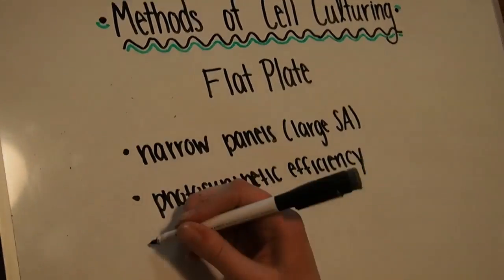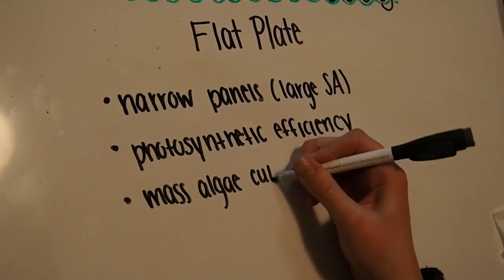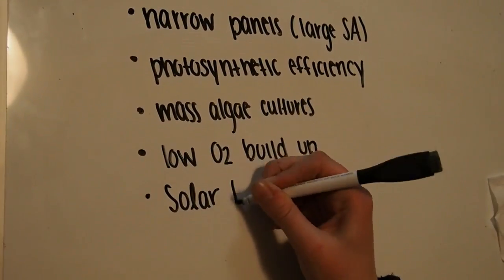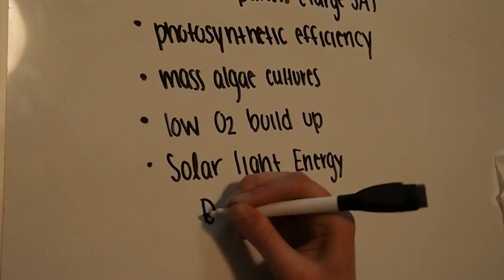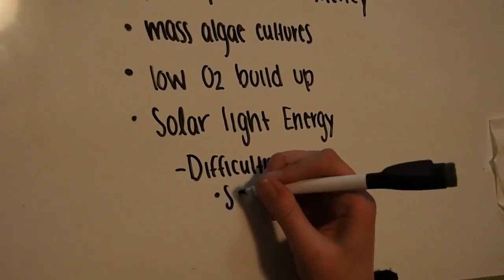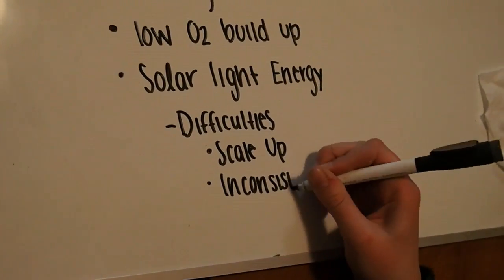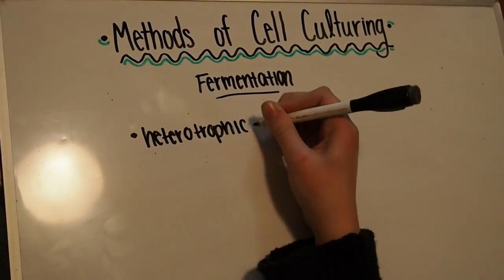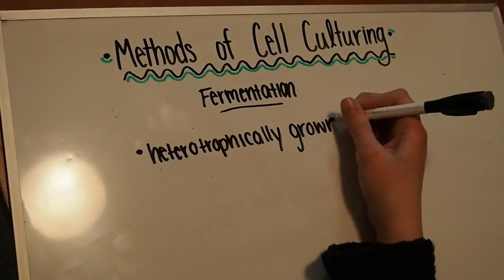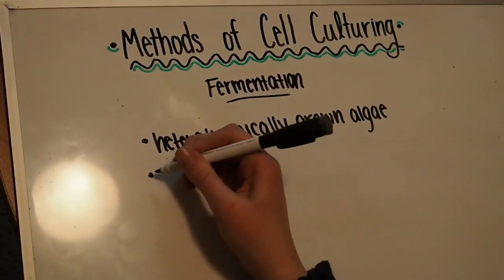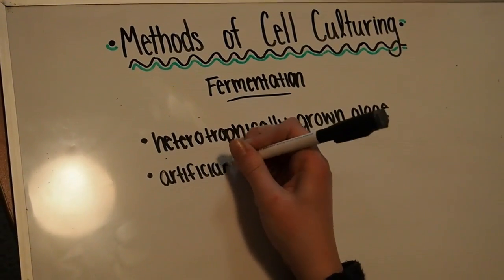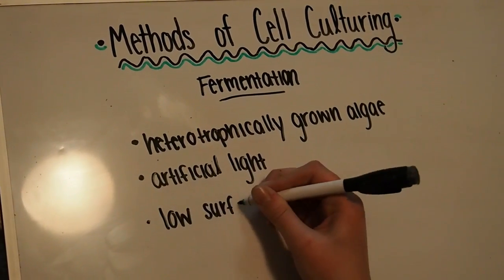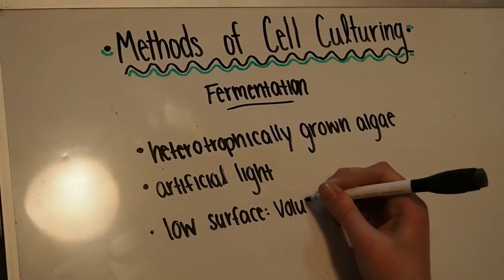They have high photosynthetic efficiencies, work well for mass algae cultures, and have low oxygen buildup compared to tubular photobioreactors. They use solar light energy. However, some of the difficulties include scale-up and inconsistent temperature. Fermenters are the least explored area of photobioreactors. They can be used for algae that has to be heterotrophically grown. They also can use artificial light. They tend to have a low surface to volume ratio.